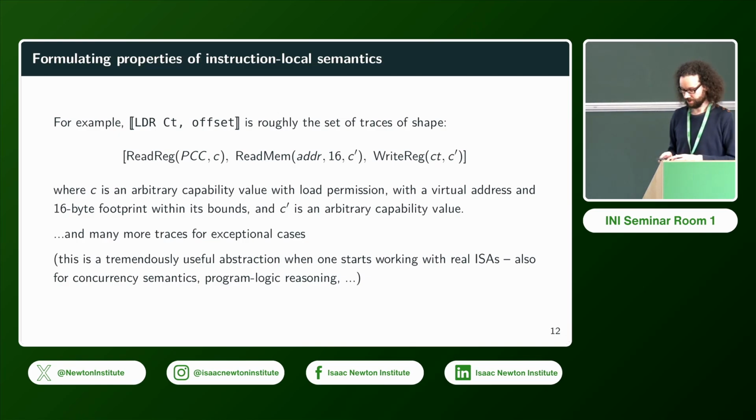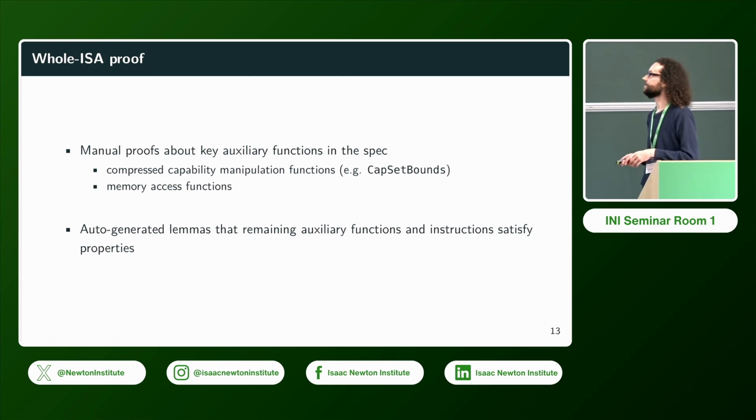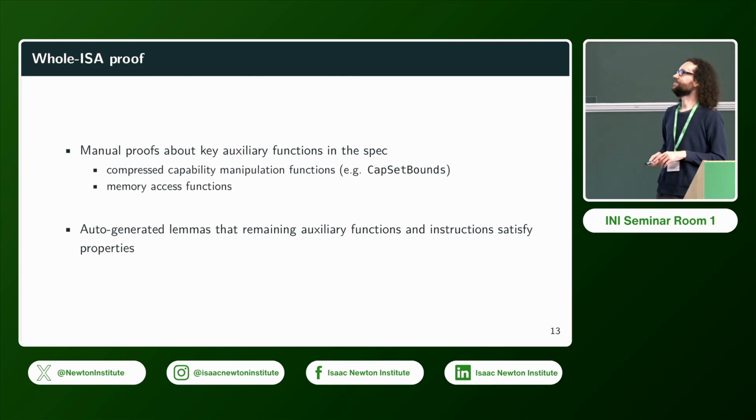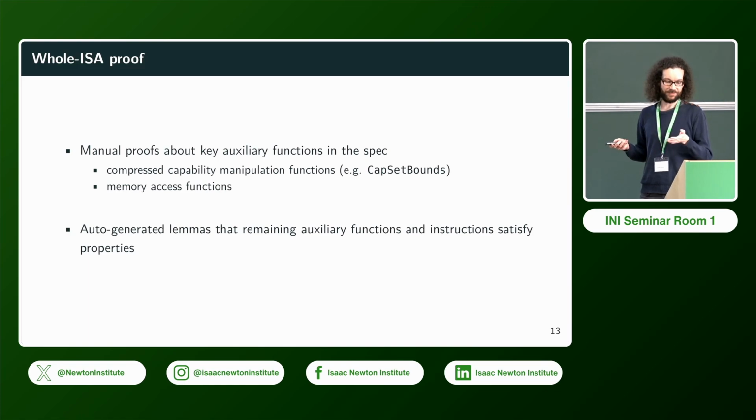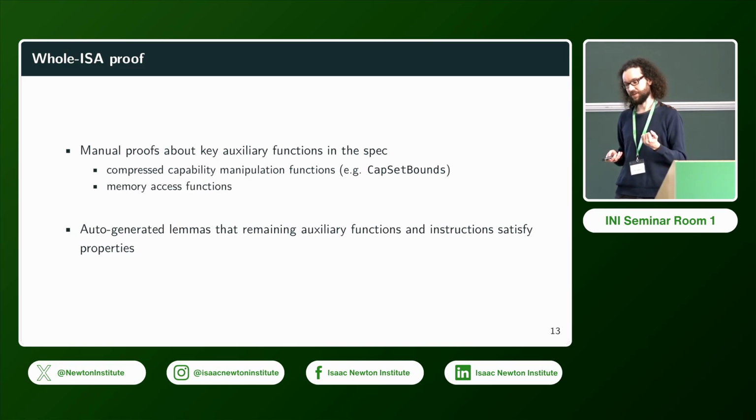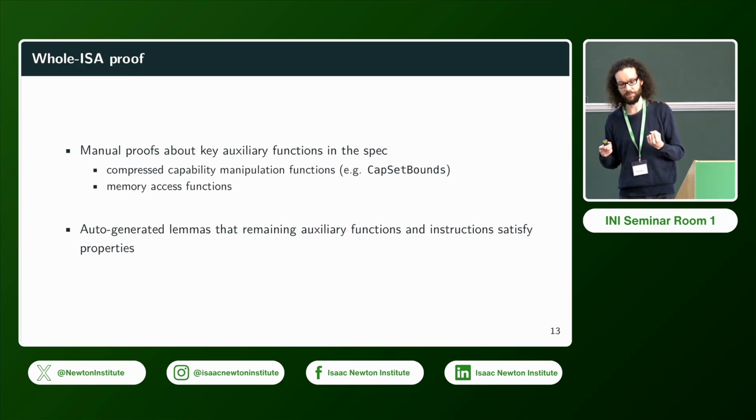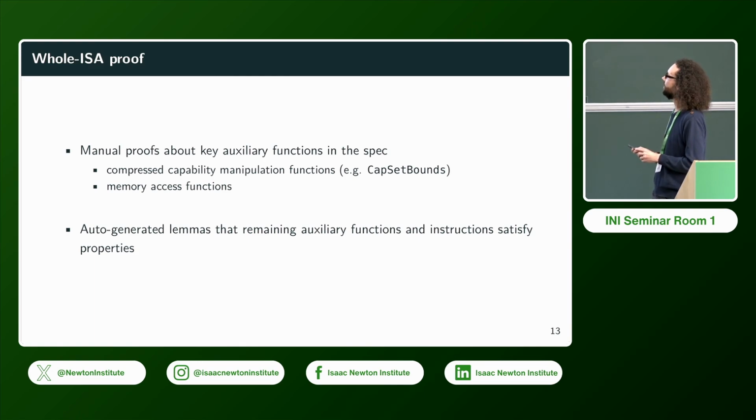So this seems pretty straightforward, although if you would then want to actually prove it for the concrete ISA, you have to do quite a bit of work. So one thing we had to do is we had to prove manually a number of lemmas about some key auxiliary functions in the spec, in particular the ones that deal with capability manipulation. So for example, changing the bounds of a capability.